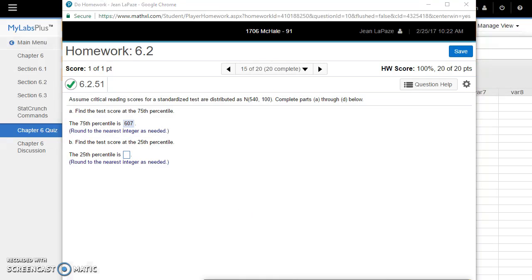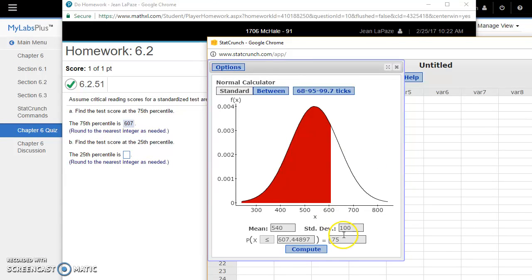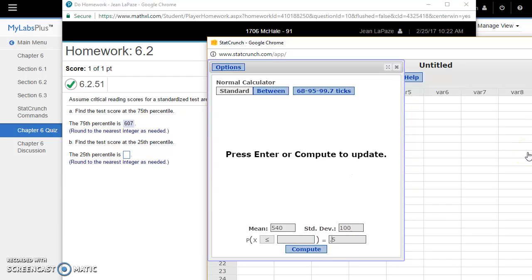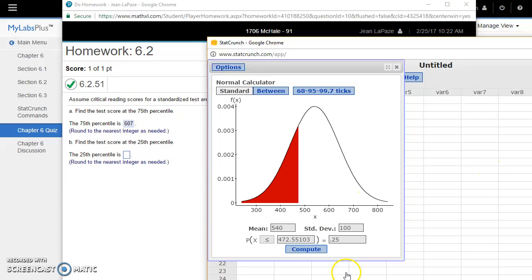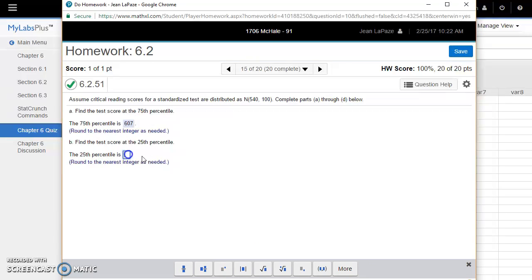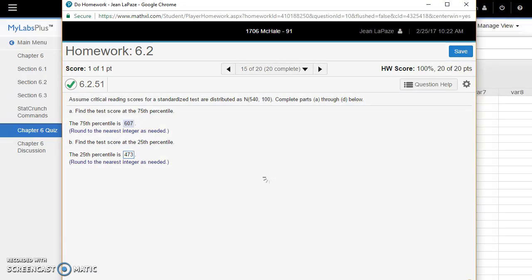Now they're asking us to find the 25th percentile, so we can use the same setup and just substitute 0.25 for 0.75. That gives us a value of 472, but we're going to have to go to 473 to round up, and to check our answer there.